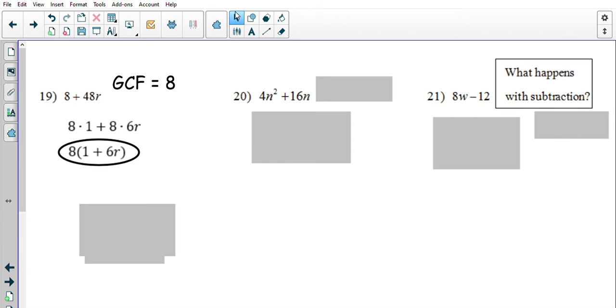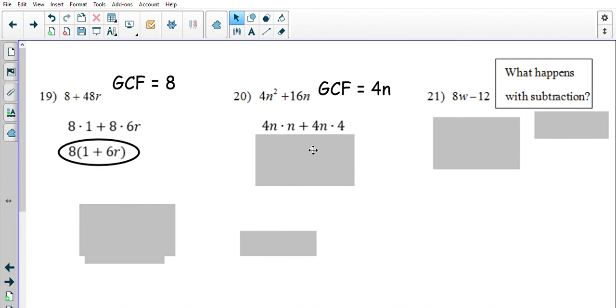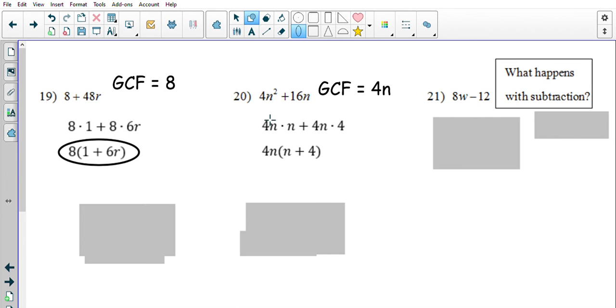Number 20, 4n to the second power plus 16n. Our GCF is 4n. 4n times n gets us 4n to the second power. 4n times 4 gets us 16n. So the 4n is going to go outside the parentheses. n plus 4 is left inside the parentheses, for this being our final solution.